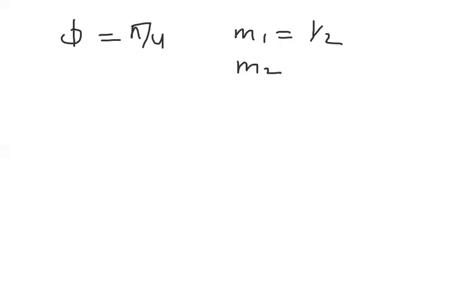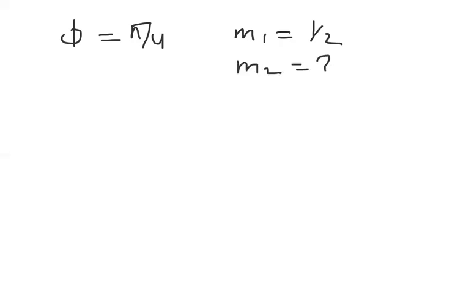Yes, now the next question I'm taking on the basis of the angle between two lines. If the angle between two lines is pi by 4, meaning phi equals pi by 4, and the slope of one line is 1 by 2, find the slope of the other line. m2 is equal to question mark.